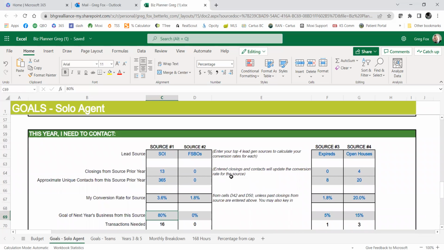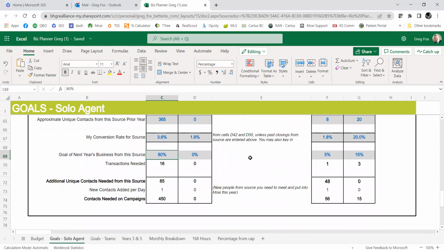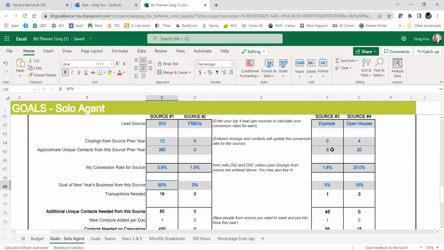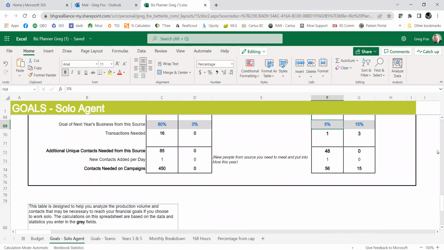Now, I would agree with most of you. I don't know that I want to do expireds because you can see some of the ratios are really bad. If I contacted 8 expireds last year and converted none of them, is that really where I want to spend my time? The answer is probably not. So I may change that to 0.